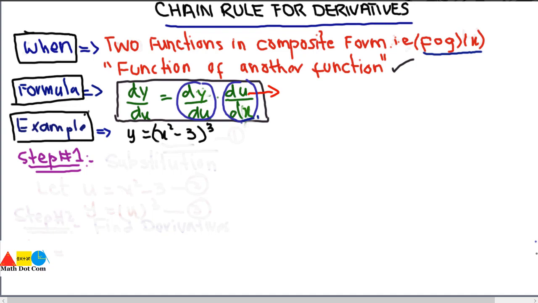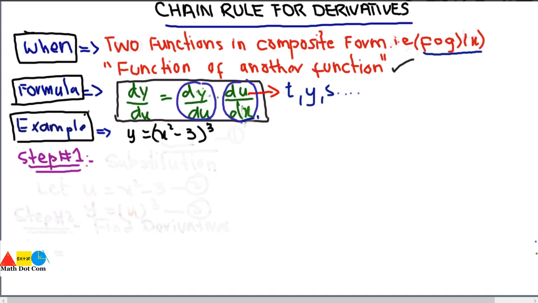So the formula for the chain rule for derivatives is dy by dx is equal to dy by du multiplied by du by dx. Now keep this in mind, this u can also be t or y or s or any other variable. It depends on yourself what you basically use in solving the given question.